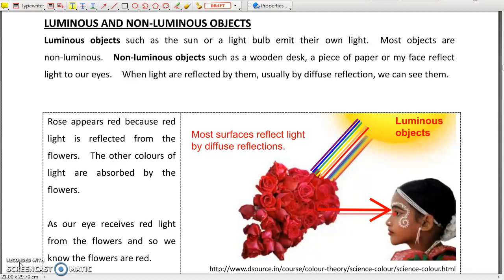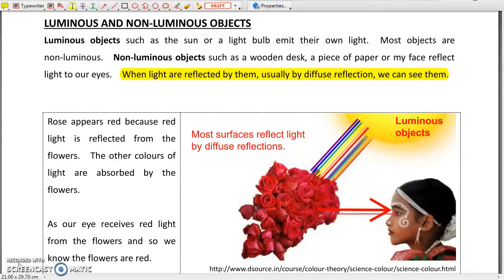Most surfaces are not smooth, and they reflect light by diffuse reflections. When those reflected light enter our eyes, we see them. Therefore, we see things mostly by diffuse reflections.